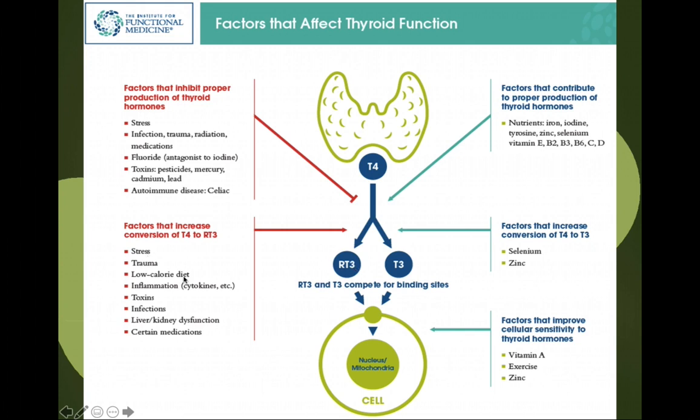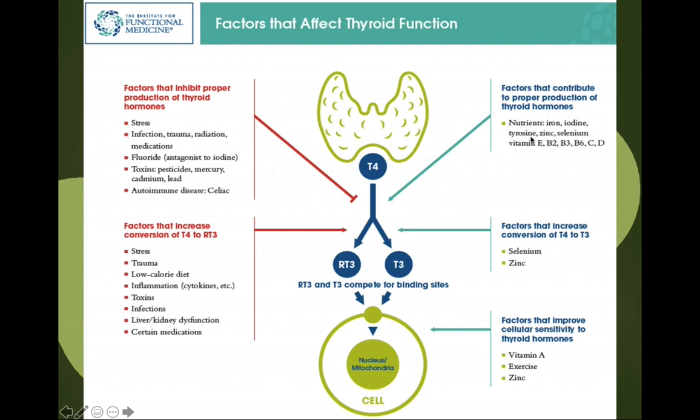Stress, trauma, low calorie diets, inflammation, infections, toxins, liver or kidney diseases can increase reverse T3, competing with the same binding site. So now you have decreased metabolism, you have a hypoactive thyroid. Things to support T4's conversion to T3. There is selenium. We said that's important.